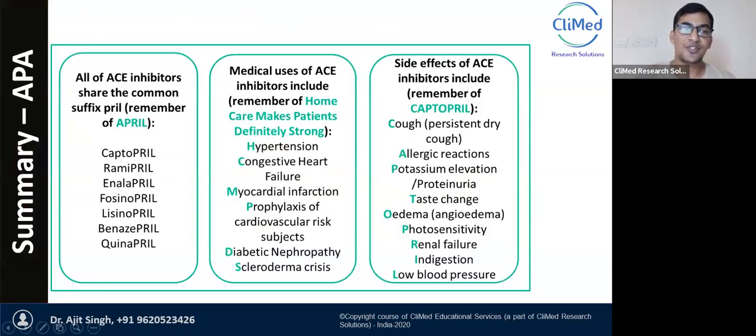Okay, so this is monitoring, and this is the summary of your ACE inhibitors. Okay, so all the ACE inhibitors can be known by PRIL. Okay, April.